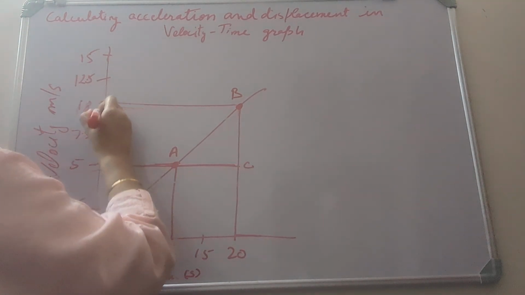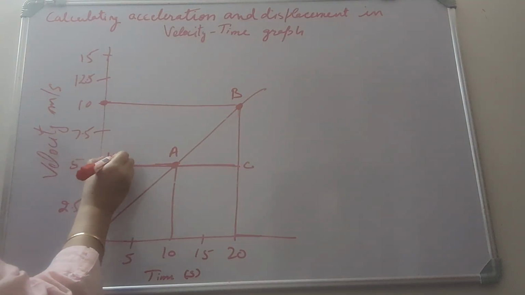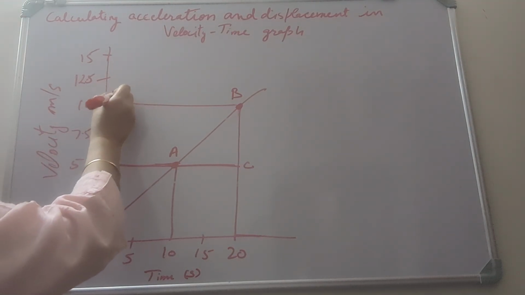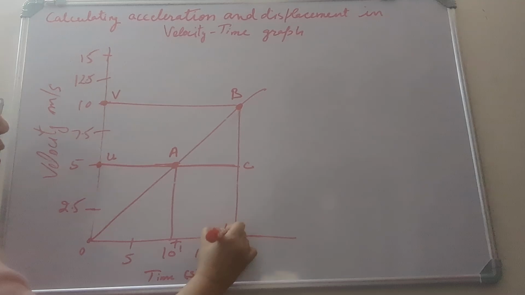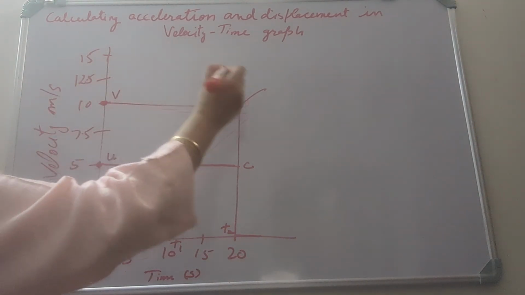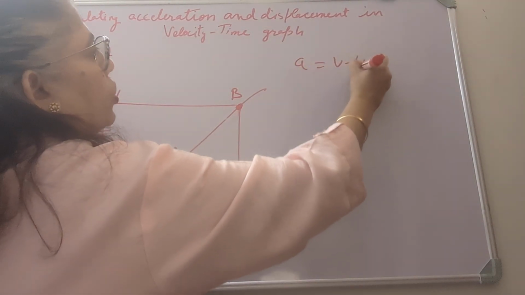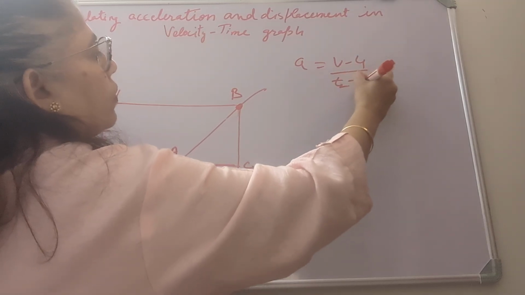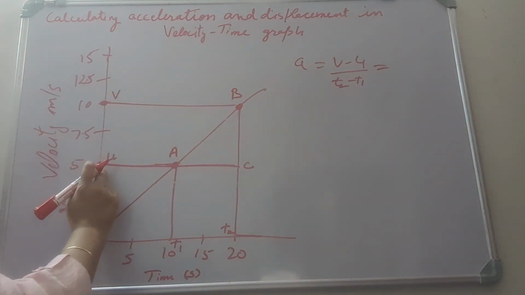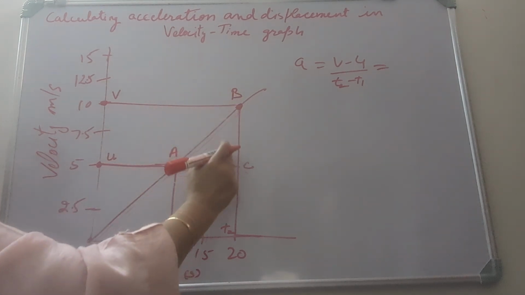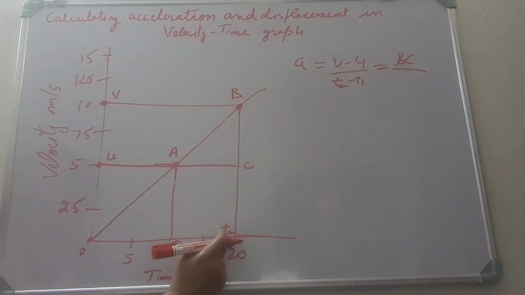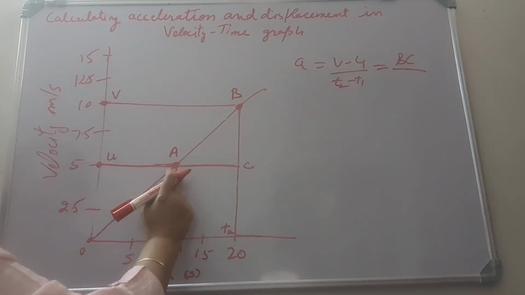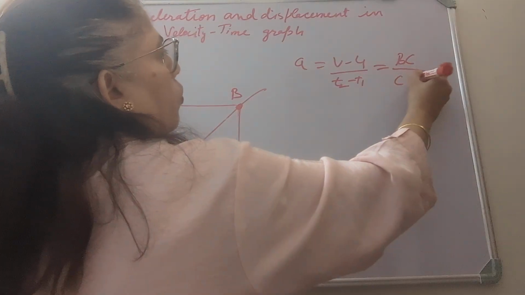We have this velocity and this velocity. 5 is our initial velocity U and 10 is our final velocity V. Here 10 is T1 and 20 is T2. So our acceleration is V minus U upon T2 minus T1. This V minus U is our BC, and T2 minus T1 is our CA. This is the slope of the graph.